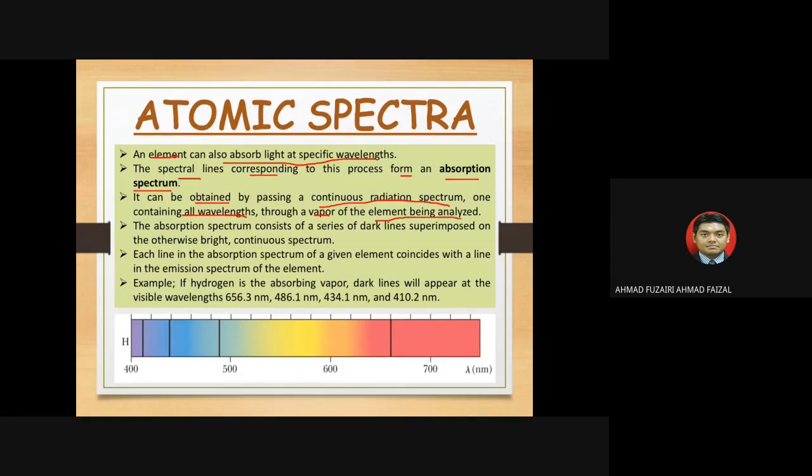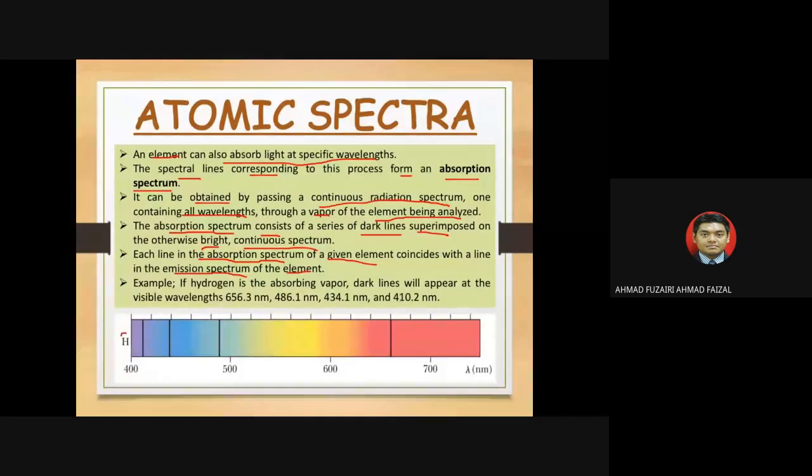As a result, the absorption spectrum consists of a series of dark lines superimposed on the otherwise bright continuous spectrum. Each line in the absorption spectrum of a given atom coincides with a line in the emission spectrum of the element.